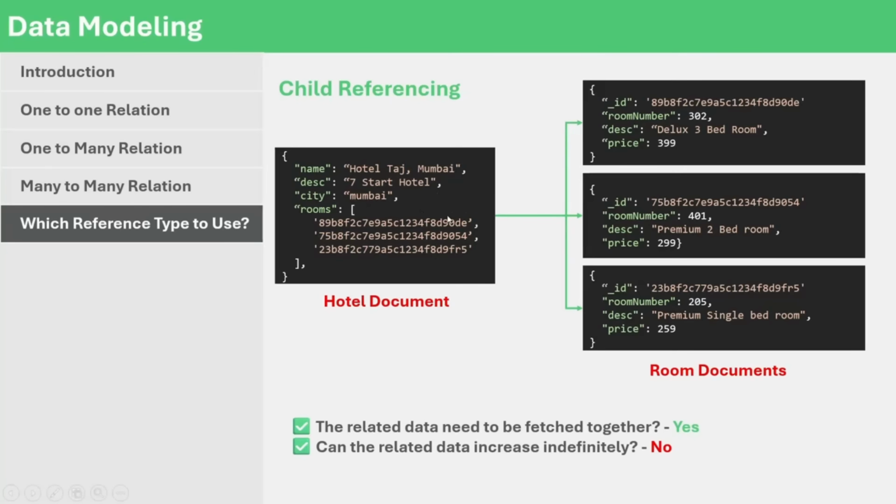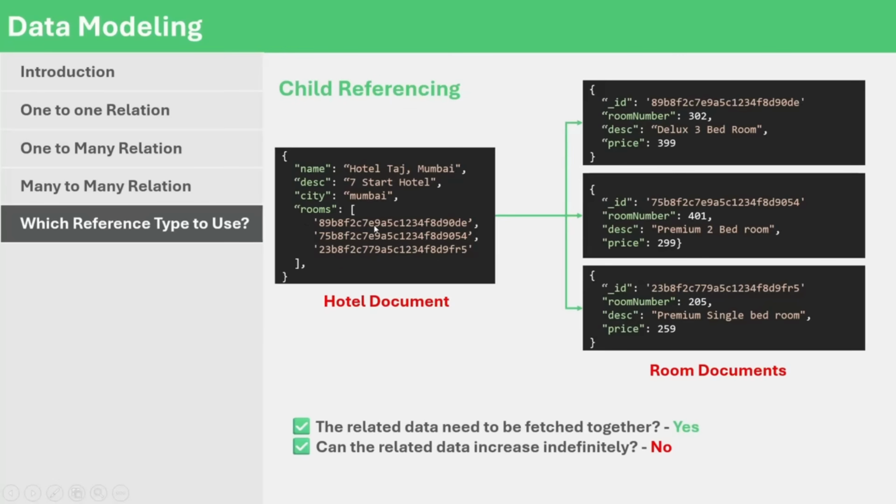So for this example, child referencing is advisable. Why? Because whenever we are going to fetch the hotel details, we might also want to fetch the related rooms with the detail. Because let's say we have the hotel page where we are showing the details of the hotel. There, we also want to show the rooms available for that hotel. So whenever we are going to fetch the hotel detail, with that, we are going to fetch the room details. So here, the related data needs to be fetched together. And when that is the case, we should go with child referencing.